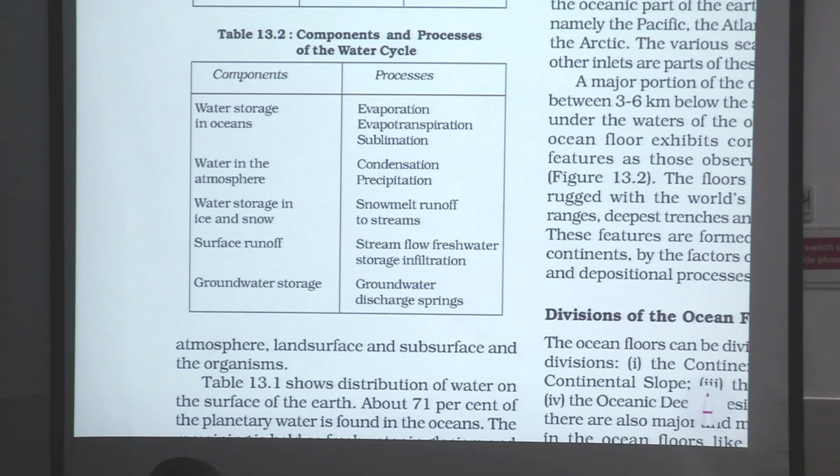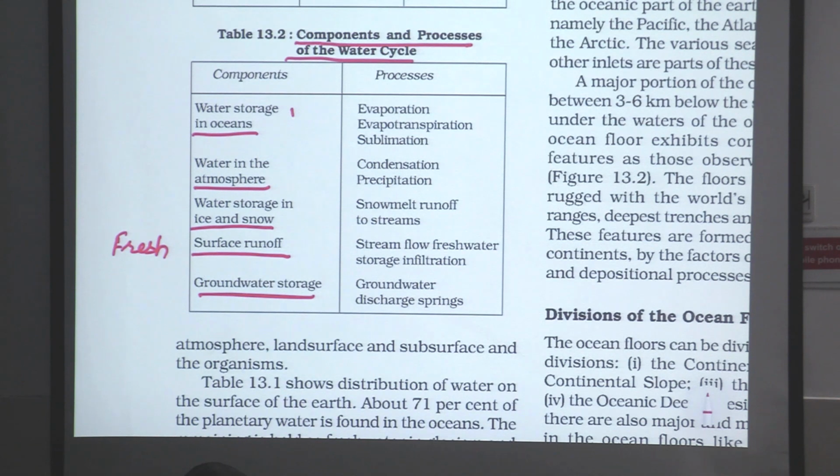Now, carefully notice this table of our NCERT, and can you notice the components and the processes of water cycle. Now, components: ocean, atmosphere, storage in snow and ice, storage as surface runoff, read it as fresh water from our previous diagram, and groundwater. So, how many components are we having? We are having 5 components, 1, 2, 3, 4 and 5. With how many do we take delayed hydrological cycle? We take it up with number 3 right here, and we take it up with number 5 right here.